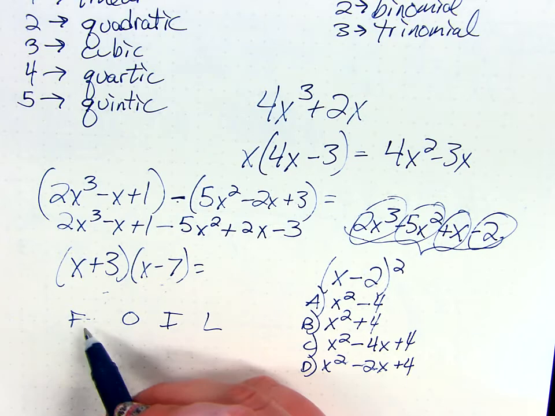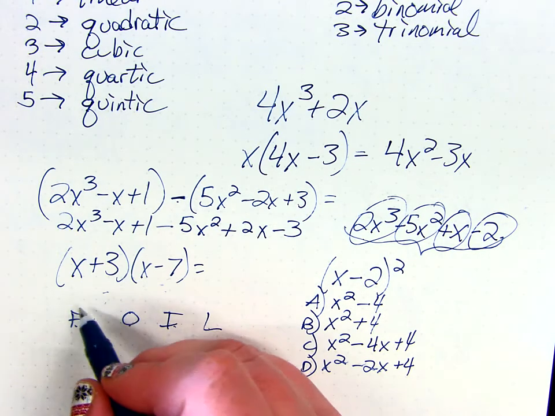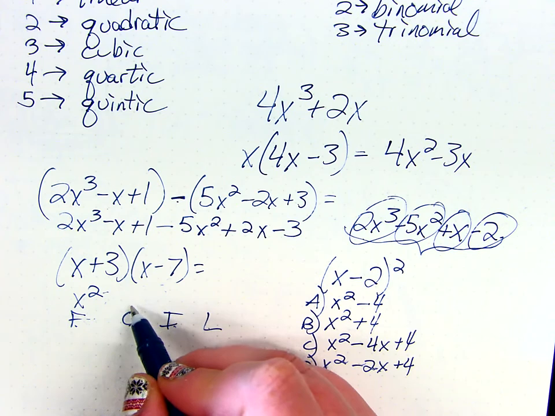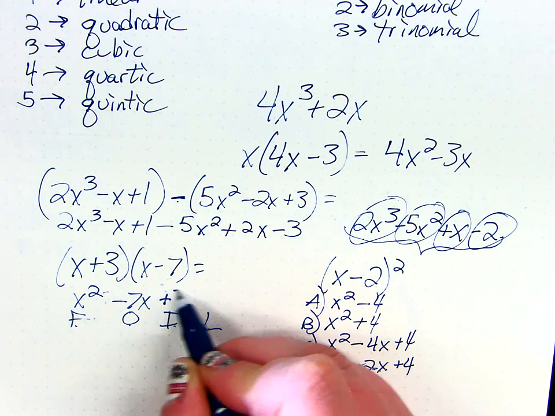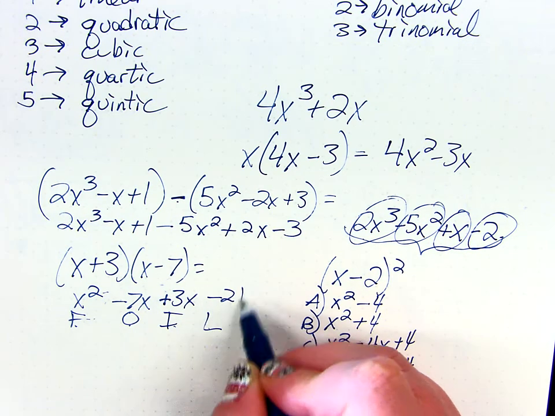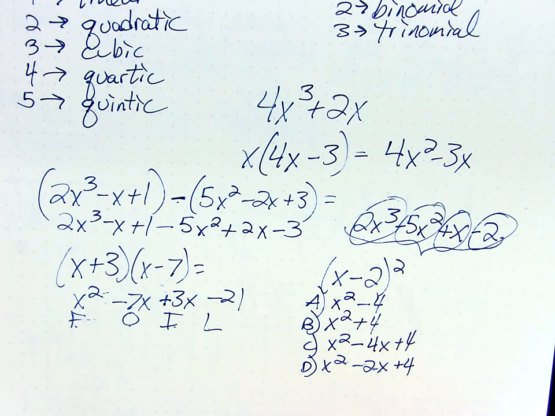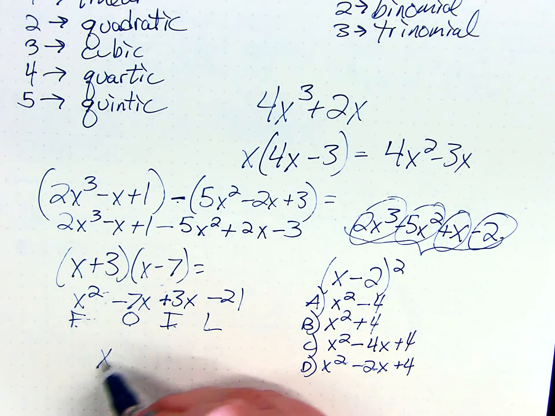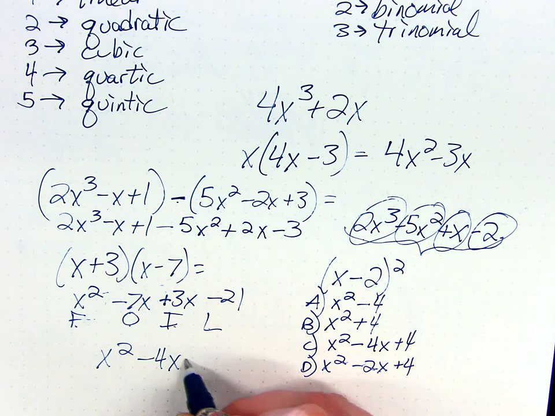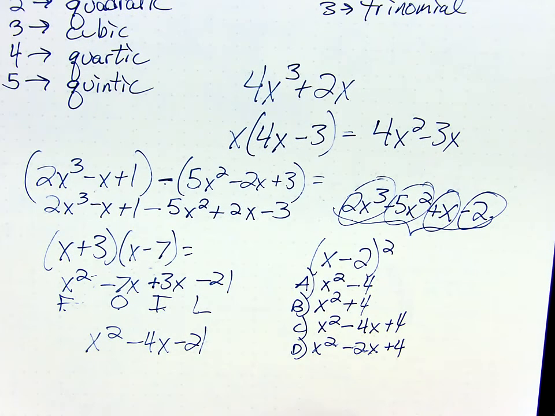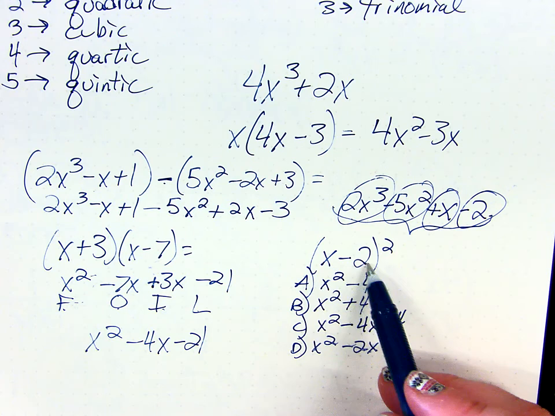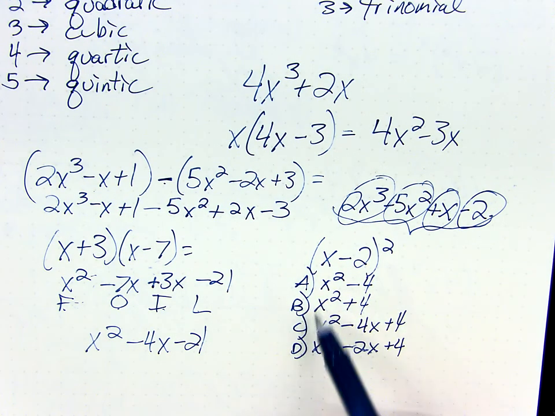Remember, FOIL stands for first, outers, inners, last. So first you get x squared. Outers, what do you get? Minus 7x. Inners, plus 3x. And last, minus 1. Those should have been the pieces that you got, but then you have to combine like terms. So that's how we end up here. Hopefully everybody FOILed there, nice and easy. And then I want you to do this one, and I gave you 4 choices. So x minus 2, the whole thing squared. Which of these 4 does that come out to be?